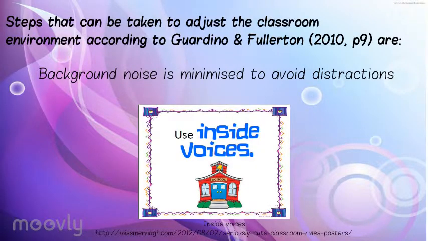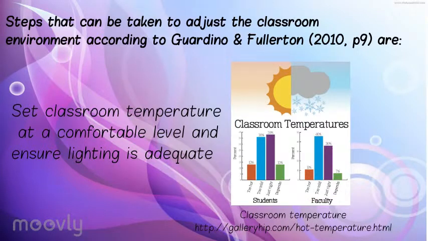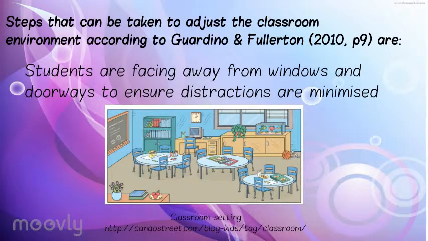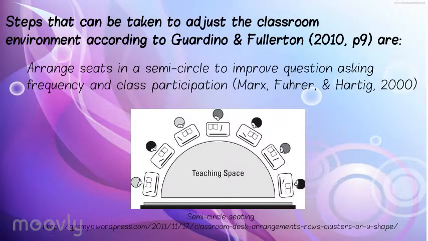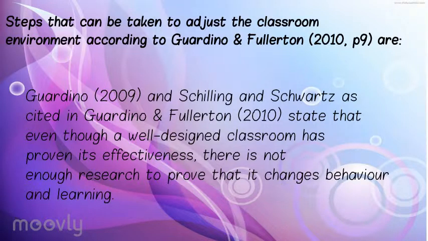Remove any background noise that can be diverting. Classroom temperature is set at a comfortable level and lighting is adequate. Students are facing away from windows and doorways to minimize distractions. Using a semicircle seating position allows students clear line of sight and might improve question asking frequency and class participation. There is little research, though, to support the idea that a well-designed classroom is effective in modifying behavior and learning.